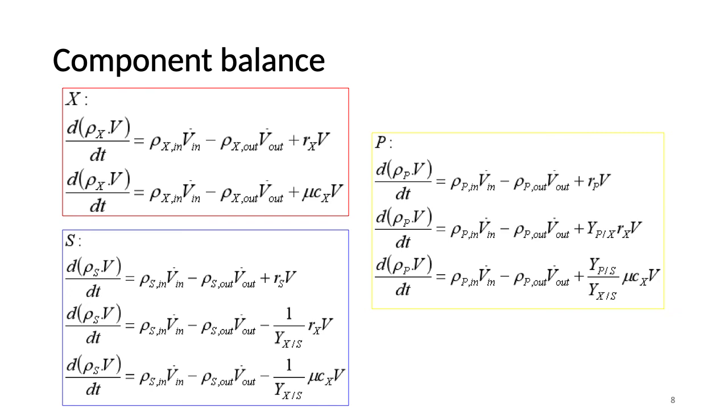Finally, I have presented the mass balance for products. The rate of generation of products is equal to Rp and it is stated using the yield coefficients and rate of growth of cells.